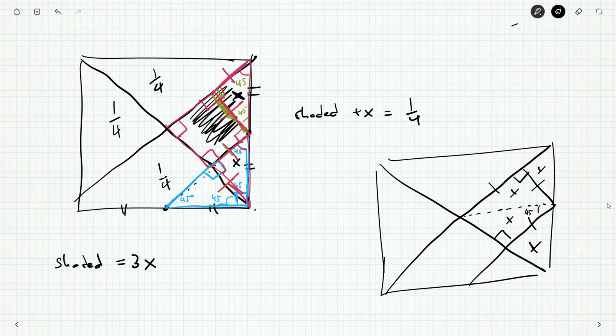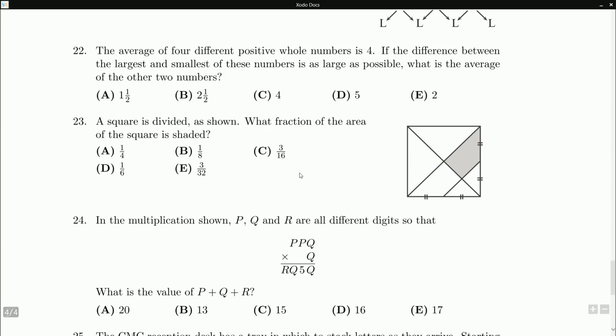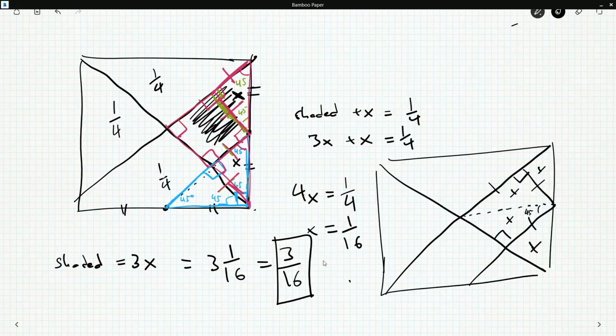Well, I know 3x plus x is 1/4 of the whole square. So that tells me 4x is 1/4, and that tells me x is 1/16. The shaded area is 3 times x, so 3 times 1/16, or 3/16. Okay, and I think I spied that as one of the answers. Yeah, there it is, it's in the middle. It's C. And C is exactly what we're going to bubble in.